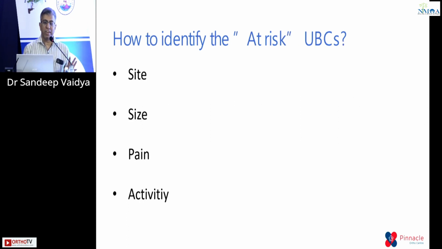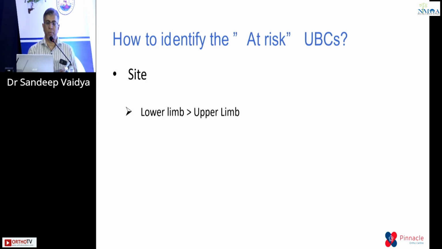So having said that, how do we identify which UBCs require surgery? To understand this, I look at a simple 4-point checklist, namely: what is the site of the lesion, what is the size of the lesion, is the child having pain, and number 4, what is the cyst activity. Let's take up each of these points one by one.